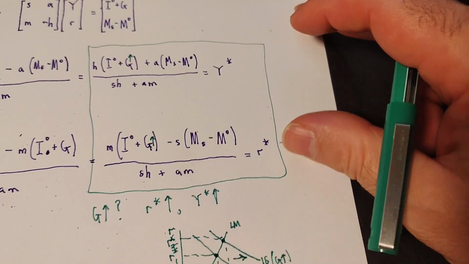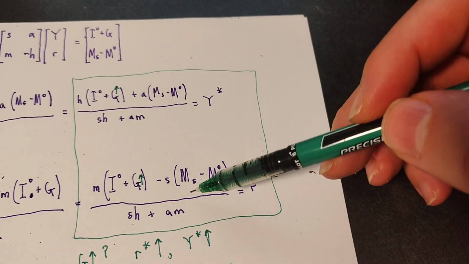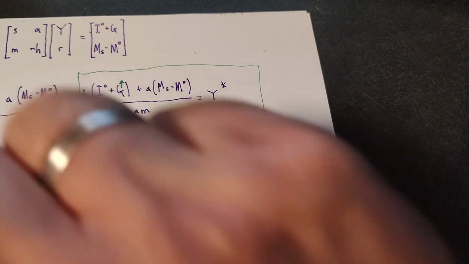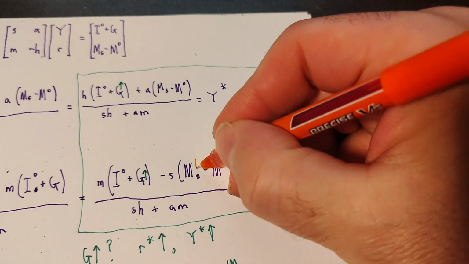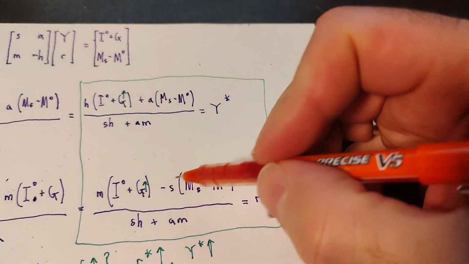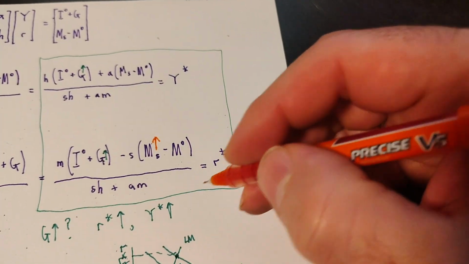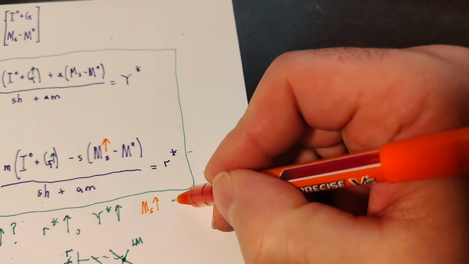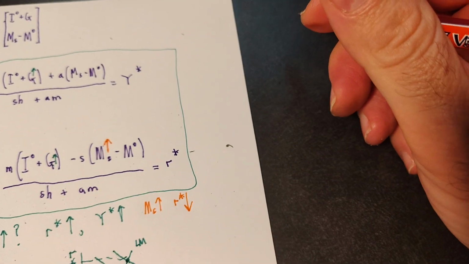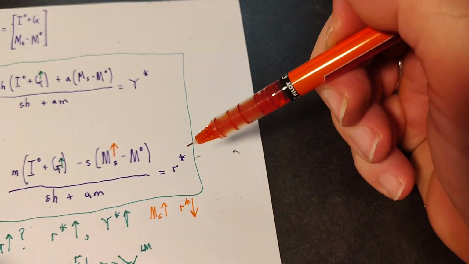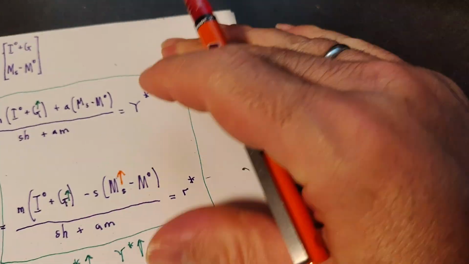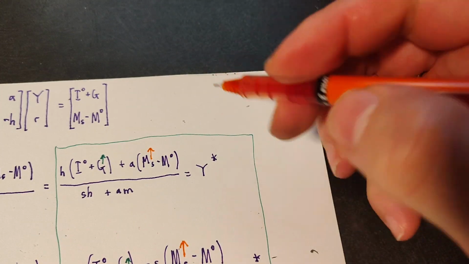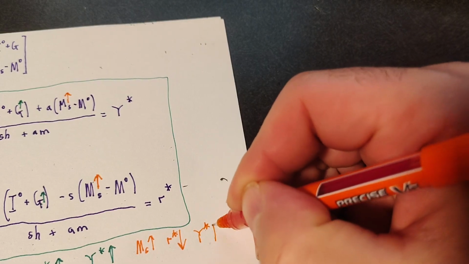You could do similar things. Let's say, for example, the money supply increases, so we do an open market operation and increase the supply of credit in the economy. If MS increases, then you can see there's a negative here, and that means that interest rates are going to go down. So if MS goes up, R star is going to decrease. Makes sense: greater supply of money in the money market, interest rates are going to fall. And then what happens to output? If MS increases, output's going to increase as well, so Y star increases.